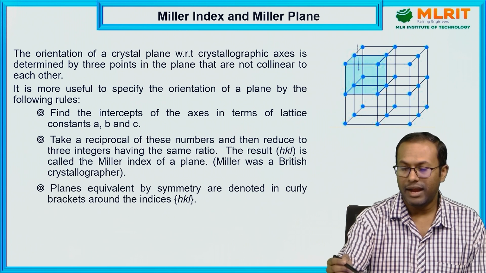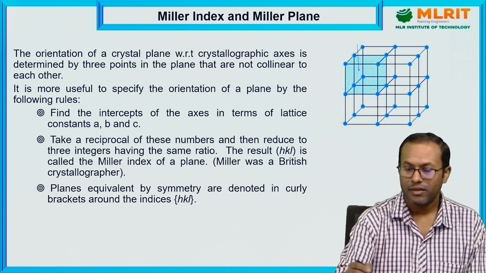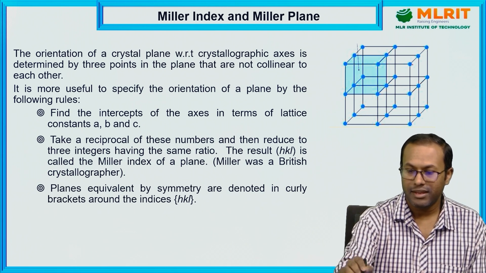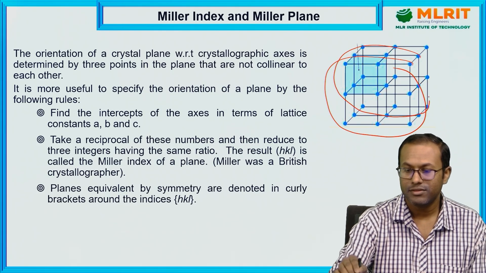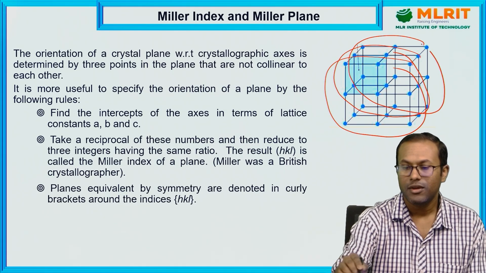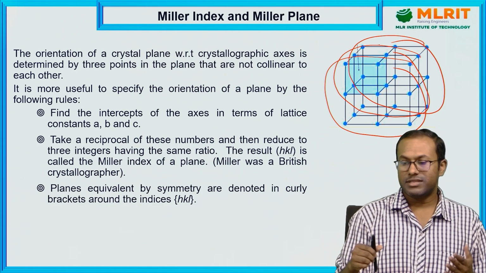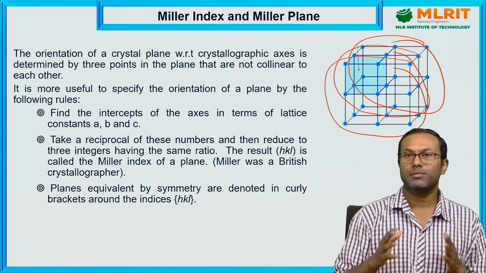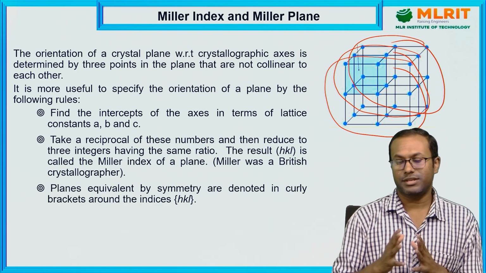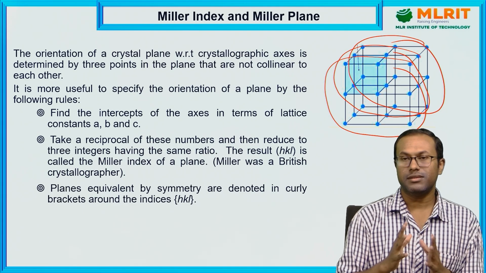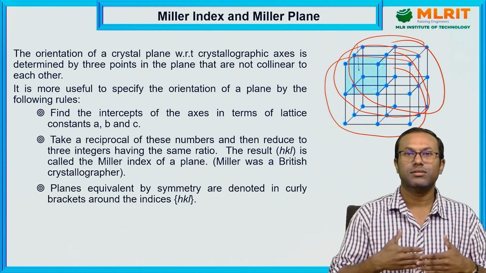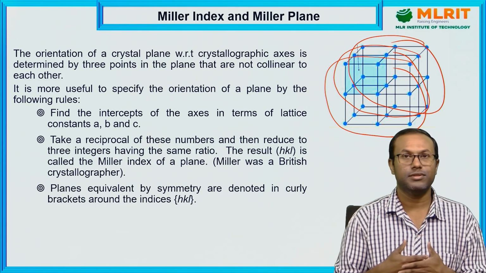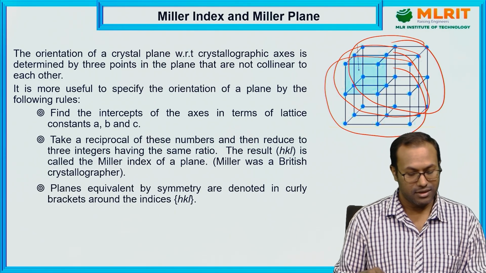Along with that, there is another set of planes, this one, then this one, then this one also. So we can say a crystal structure consists of different sets of parallel planes having different orientations. We can get the idea from this structure.